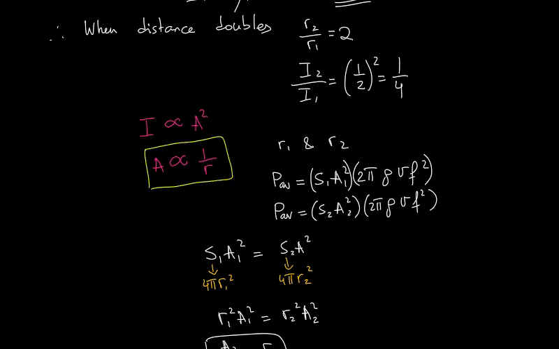What I just said is implied in this expression. A is related to r with the inverse law, and let me just write right here, intensity is inversely proportional to the square. So these two things.